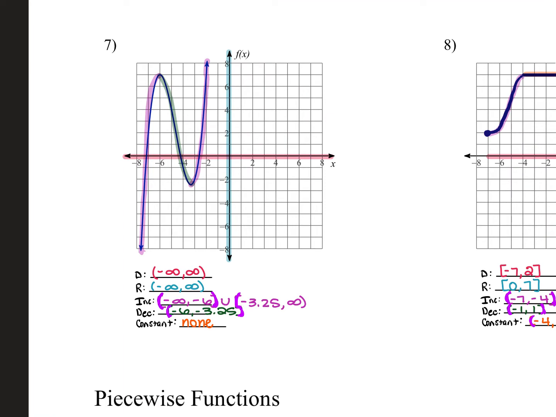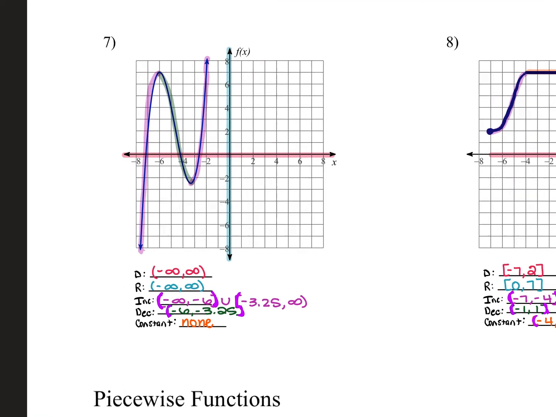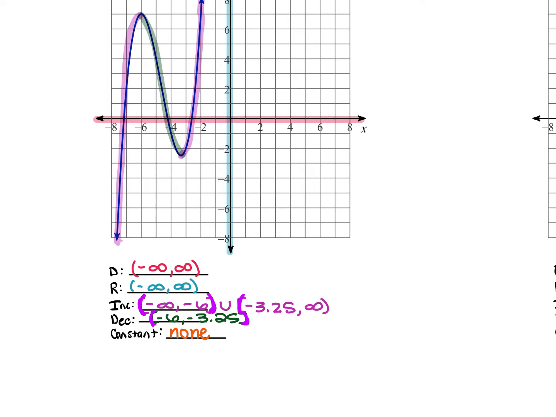All right, so very similar to the last couple that we did, number 7 here. Arrows on both ends, so negative infinity, positive infinity. You're seeing where it goes up and down and up again. Again, you're looking at the x-axis. From where to where is the interval increasing? From where to where is it decreasing?